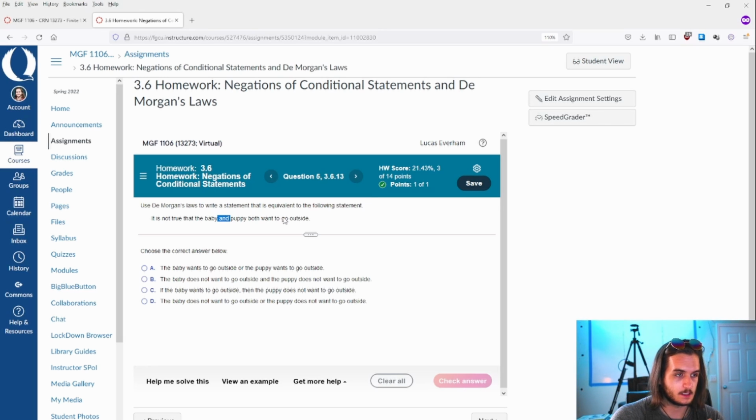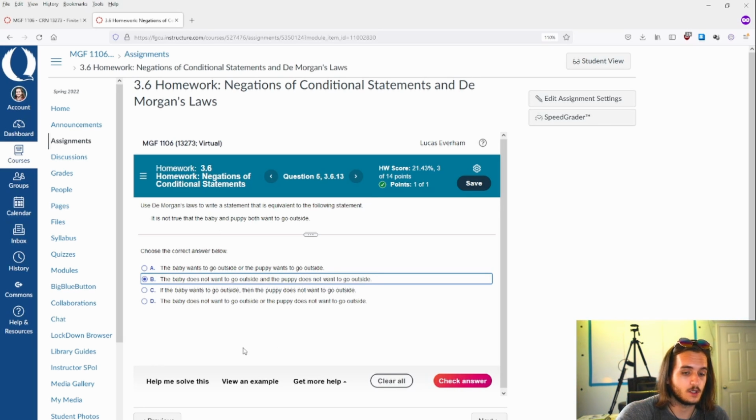The puppy does not want to go outside. And becomes or. Baby wants to go outside or the puppy wants to go outside. You got the or, but not the things on the outsides of it. You only flip the middle. The baby does not want to go outside and the puppy does not want to go outside. The and remains. This is a mistake a lot of people made on the pre-assessment, that the and is an important thing that has to change here.